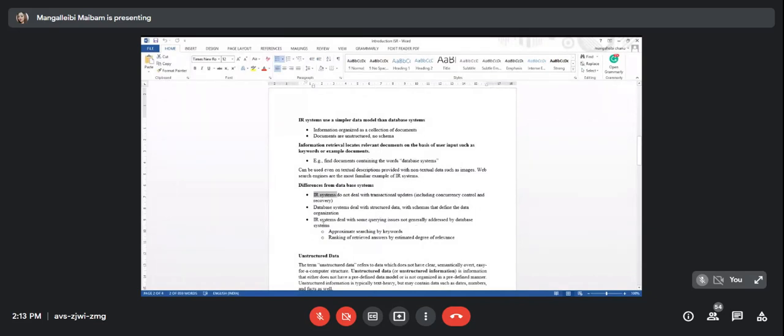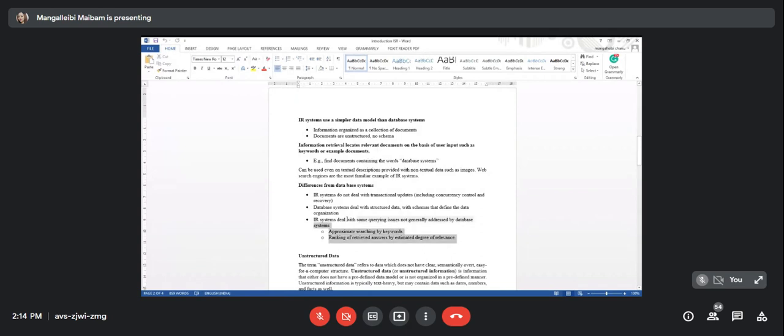And the third point is the information retrieval system. They have querying issues which are not addressed by database systems, such as approximate searching by keywords or ranking of retrieved answers by estimated degree of relevance. So these two options are there in an information retrieval system. Ranking of retrieved answers means we will be providing some rank.